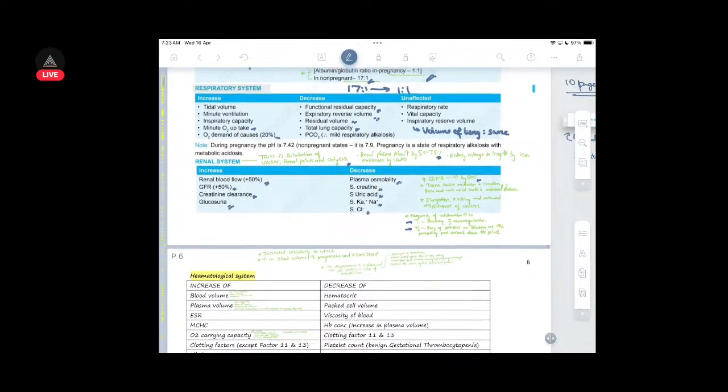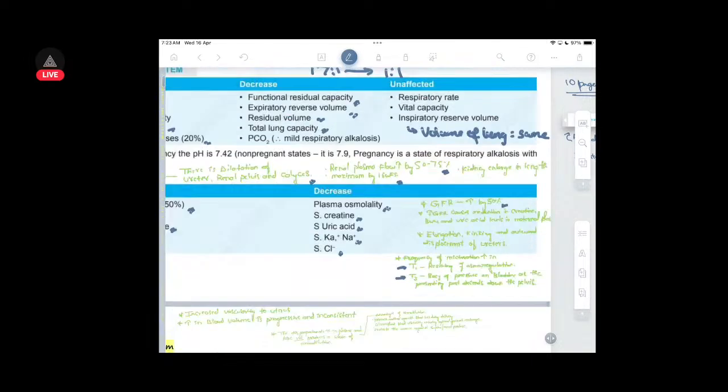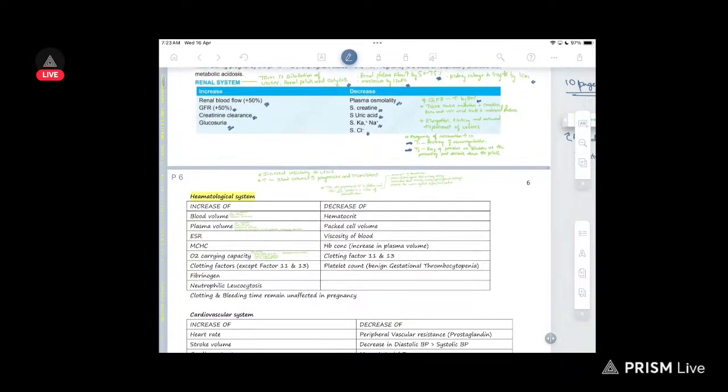Renal plasma flow will increase by 50 to 70%. Maximum it will increase by 16 weeks. The kidney will be enlarged in length by 1 centimeter.